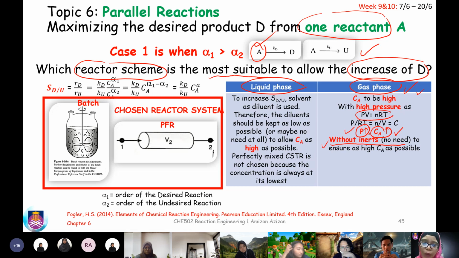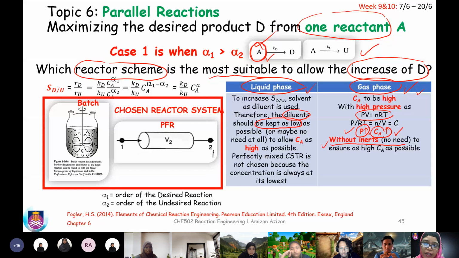If we are dealing with the liquid phase, since we want this concentration to be as high as possible, and it is liquid phase, we need to prepare it to be in liquid phase. Diluent is needed in this case. To ensure that the concentration of A is high, the diluent must be kept as low as possible.